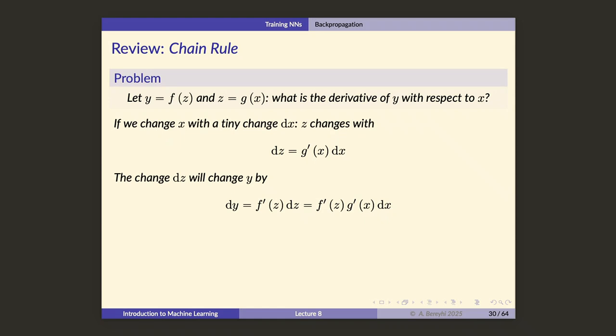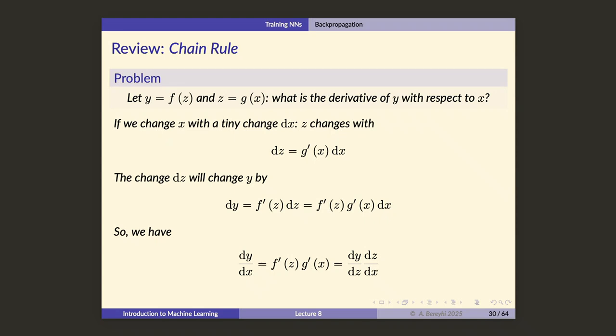F prime at point z times g prime at point x, right? So this is what you call the chain rule. You can write dy to dx to be dy to dz times dz to dx. Everybody's clear?